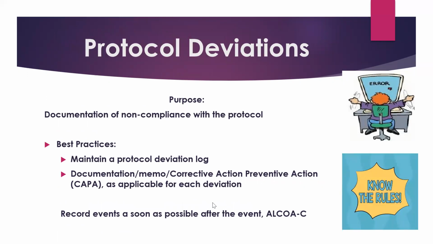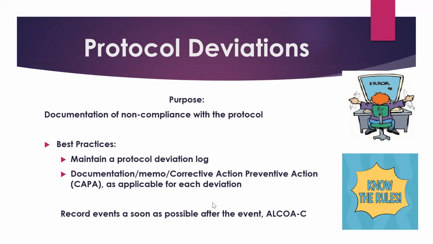Protocol deviations just document non-compliance with the protocol. So you might have a protocol deviation log for the study. Again, depending on what the deviation was, you might need retraining, you might need a corrective action plan. It just depends. You might just need a memo. Say a parent or a patient missed initialing a page of the informed consent. That might just require a memo.